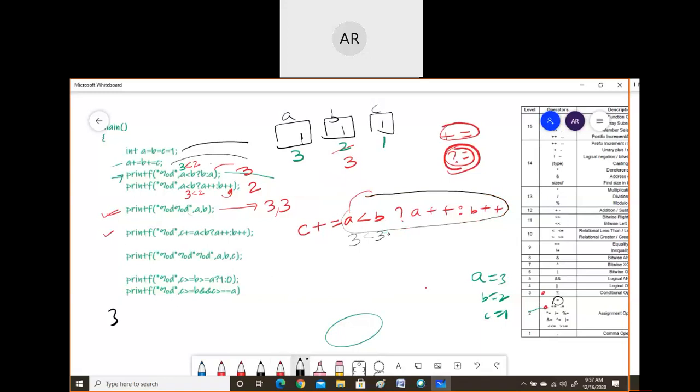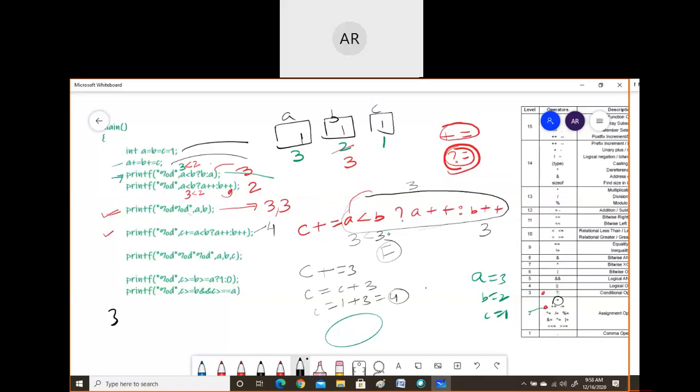So what is the value of a? A will be 3, right? 3 less than 3. Is this true or false? This condition will be false. So what will be the answer of this question? B. What is the current value of b? That is 3, right? So again we can write c plus equal to 3. That means this entire expression will return 3. Why? Because 3 less than 3 is false, and b is a post increment, right?